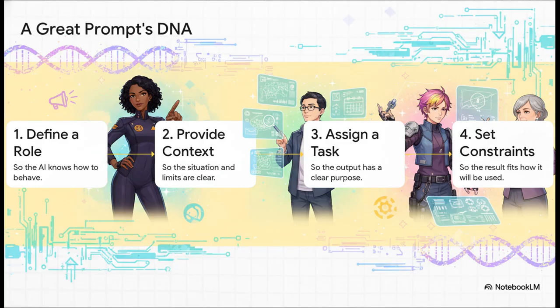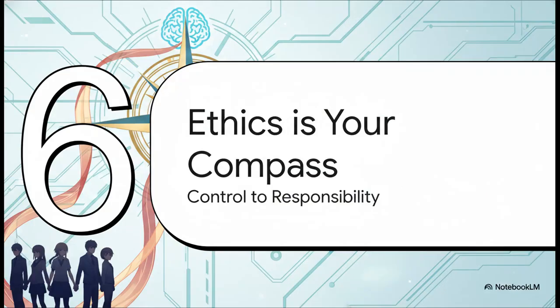Just 4 simple steps. First, you define a role so the AI knows how to act. Second, you provide context so it understands the situation. Third, you assign a specific task so the purpose is clear. And fourth, you set constraints, so the result actually fits what you need. That's the whole blueprint.